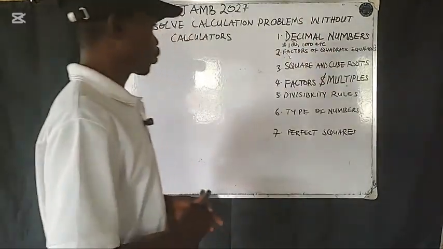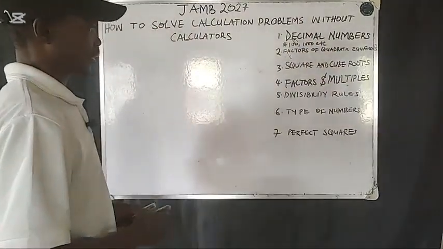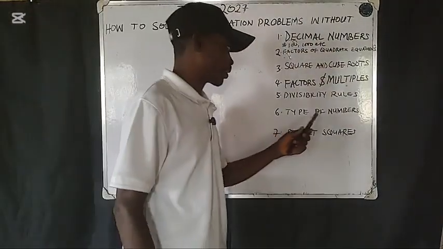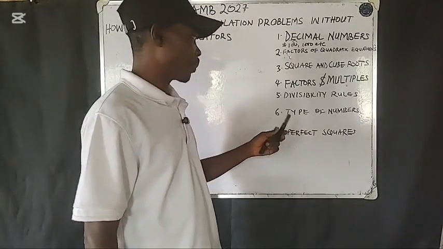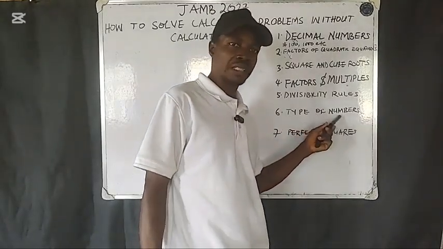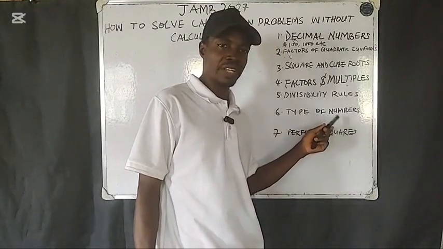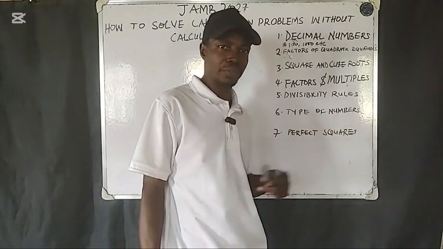So we move to the next one. Now, let's go to the second one, types of numbers. It's good to know our types of numbers. The area I want to approach here is to talk about our even numbers, prime numbers, and odd numbers.